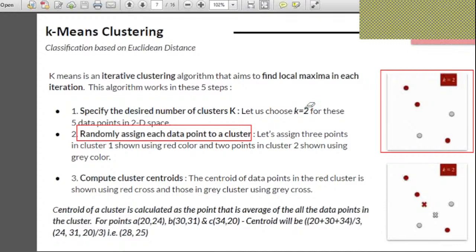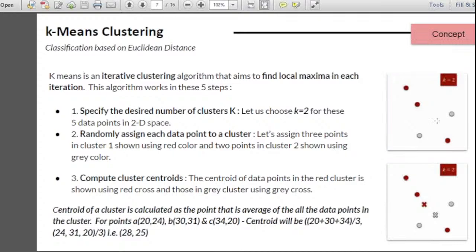Let's say I randomly put these 3 red in one cluster, and these 2 in another cluster. Okay. Now what happens in K means when you have randomly created 2 clusters, right? Compute the cluster centroids.